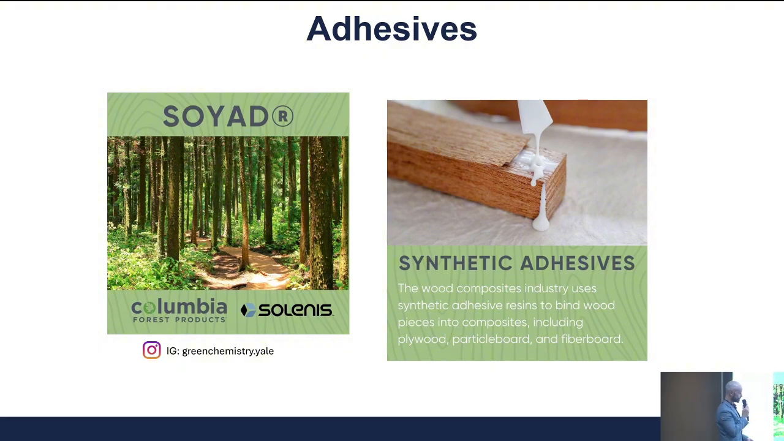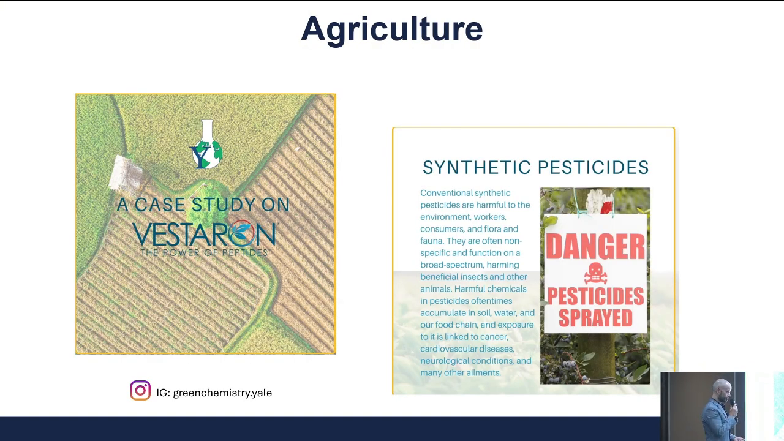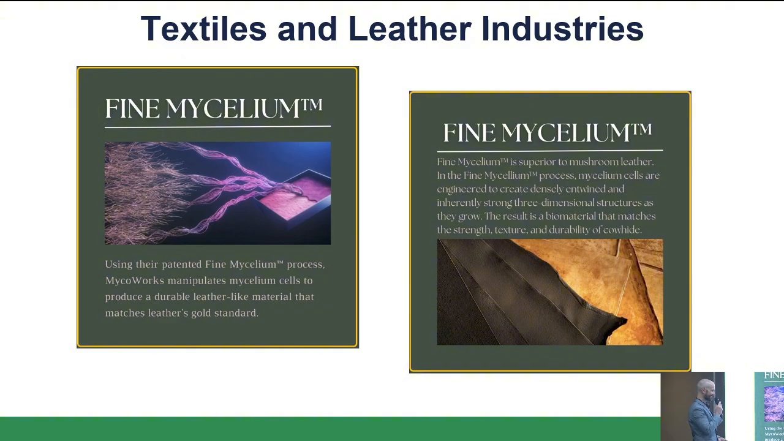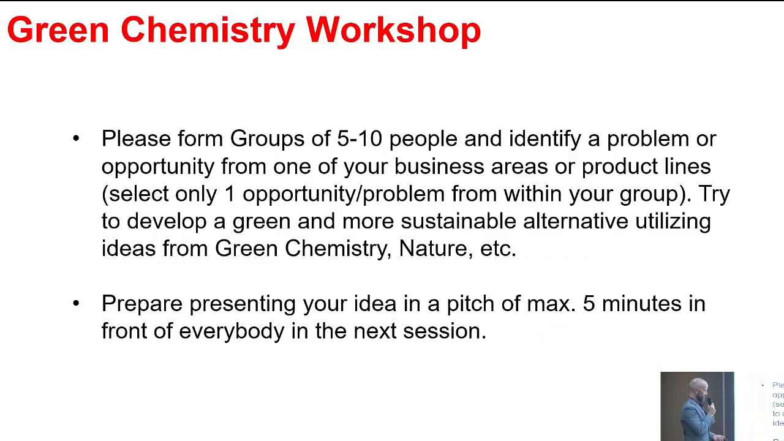We have seen companies utilizing bio-inspired glues, like the catechol-based glue from the blue mussel, which is now utilized by many companies around the world for plywood. We have seen pesticide companies: Vestaron generates pesticides using peptides. We have also seen bio-inspired materials like leather. Mycoworks is a company that does that, and Fine Mycelium is the brand name of their leather. We also have seen polylactic acid plastics.